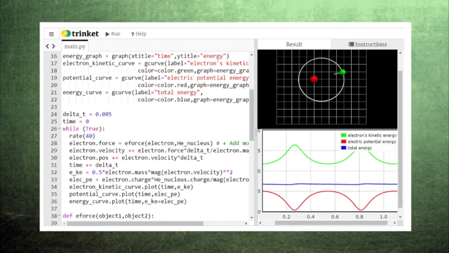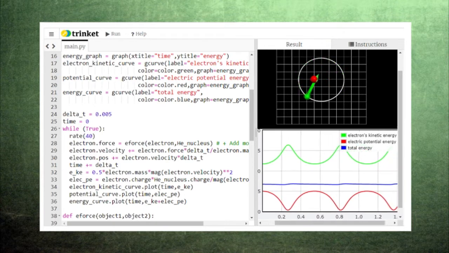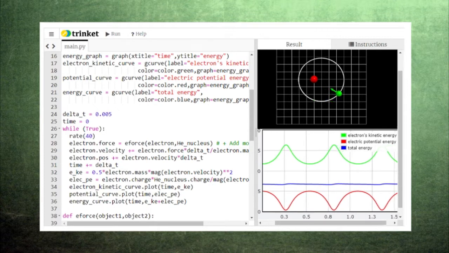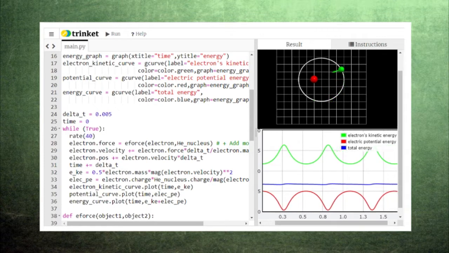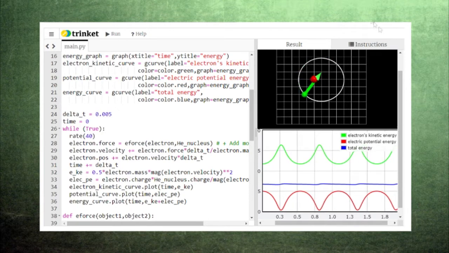This back and forth energy exchange continues, resulting in the orbital pattern that we saw last time. Notice also that the total energy remains constant throughout this exchange process. No new energy comes into or leaves the system.